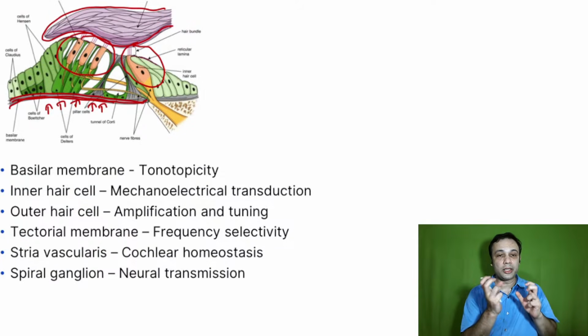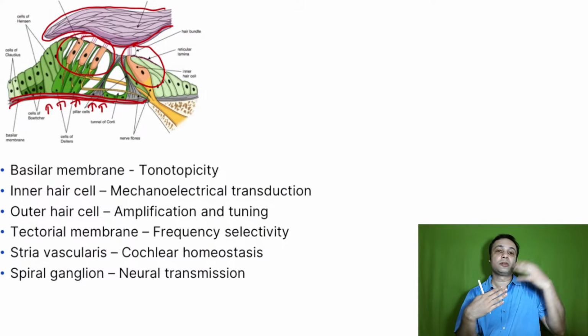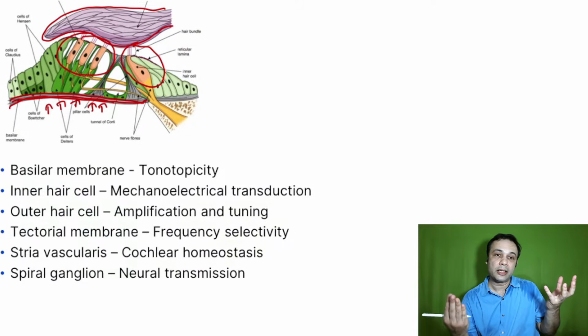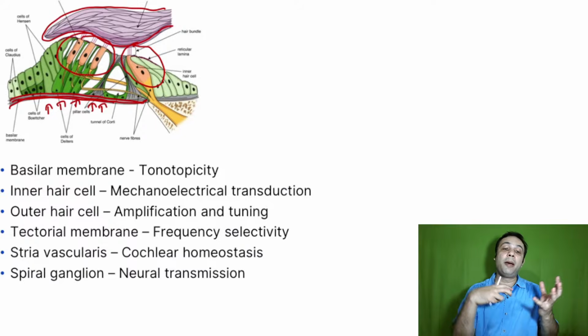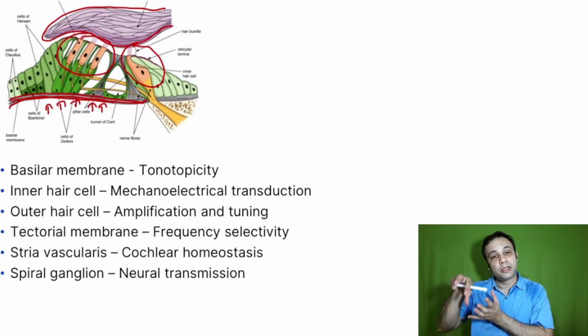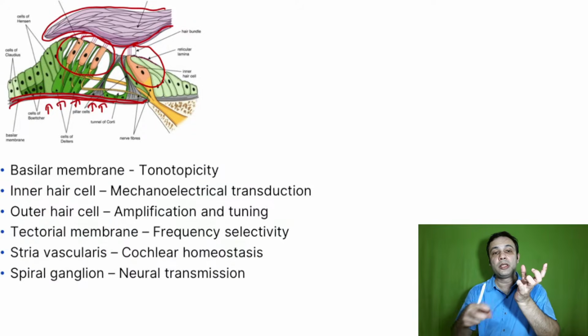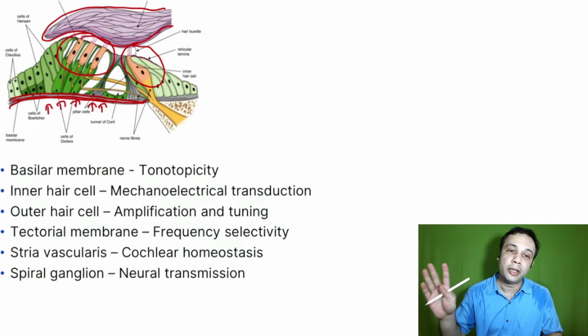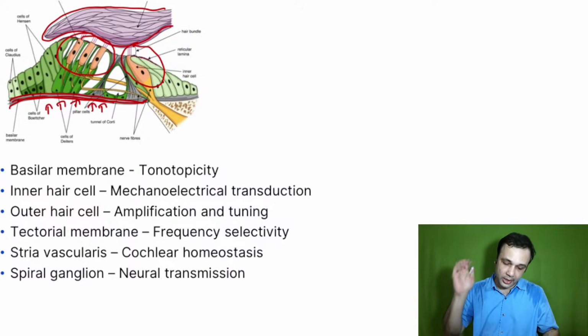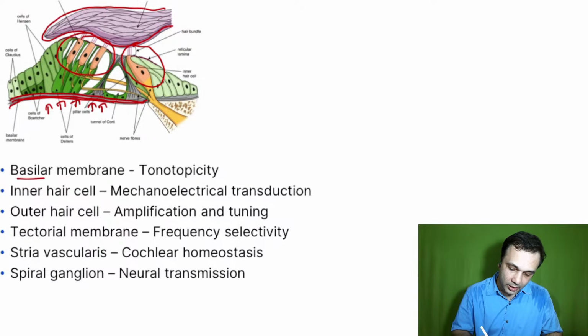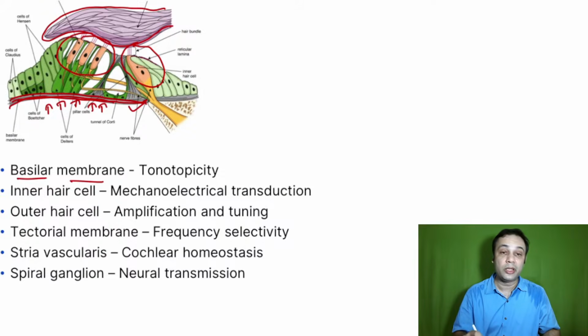So when the outer hair cells move, it's like a pre-neural input to the inner hair cells. That is, it amplifies the sound to be presented to the inner hair cells, which eventually transmits the electrical impulses. Got the point? Now, what are the functions? Basilar membrane, what does it do? It is responsible for tonotopicity.